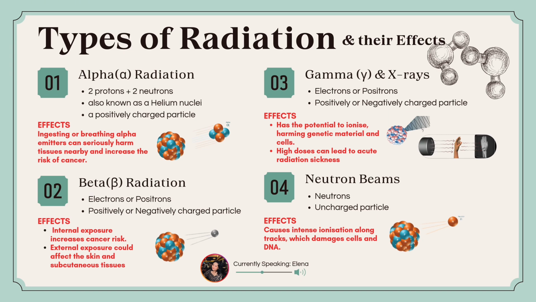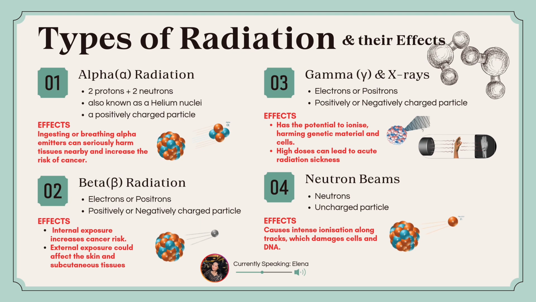The third type of radiation is gamma and X-rays. Gamma and X-rays consist of electrons or positrons, which are negatively or positively charged particles. The effects of gamma and X-rays have the potential to ionize and harm genetic material and cells in the body. High doses of gamma and X-rays can lead to acute radiation sickness.